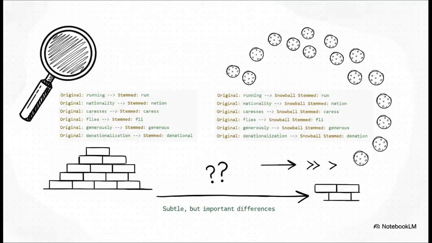Okay, check this out. On the left, you've got the results from the old-school Porter stemmer. On the right, the results from Snowball. Now, for most of these words, they look identical. But look closely at a tricky word like denationalization. Porter shortens it to denational, but Snowball actually takes it one step further, down to denation. It's a subtle difference, but these little things can really matter.